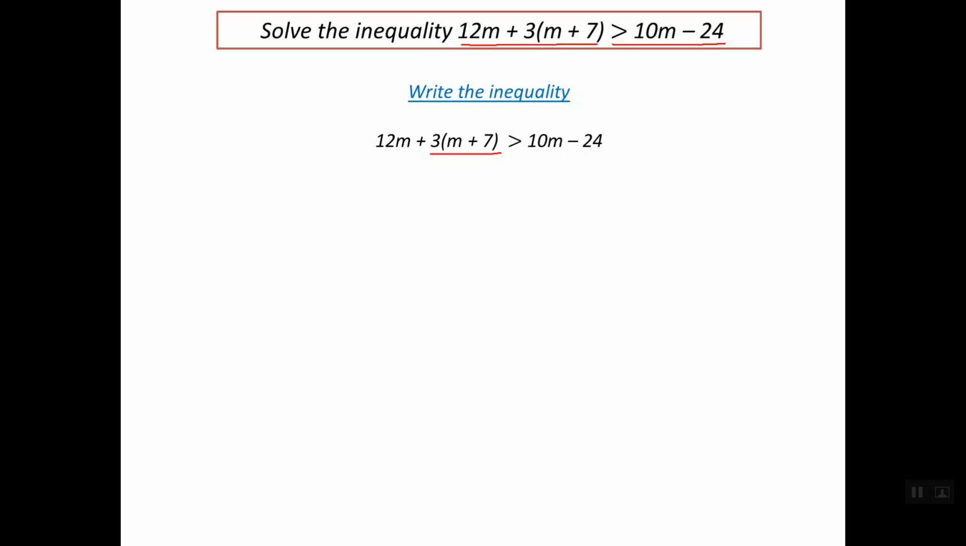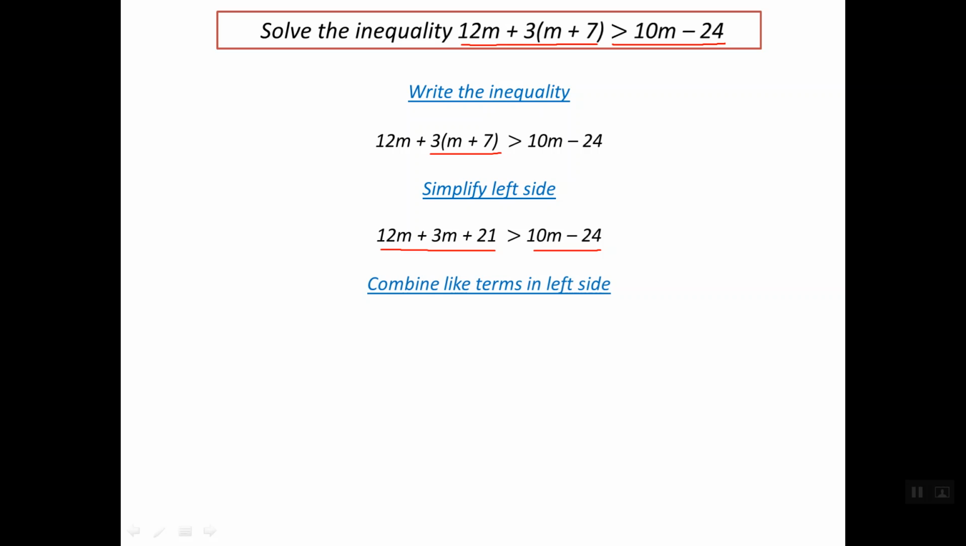simplify this multiplication, so we can distribute the 3. So the left side becomes 12m plus 3 times m is 3m, and 3 times 7 is 21. And the right side is 10m minus 24. Now we can simplify. For the left side, we have two like terms. We have 12m plus 3m, so we have 15m plus 21. And the right side stays the same, so it's 10m minus 24.